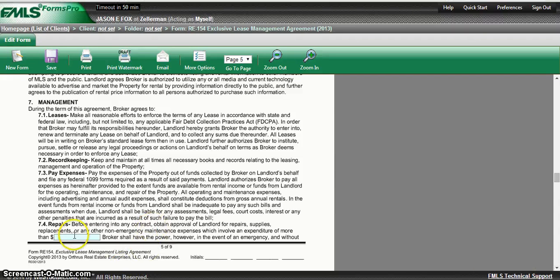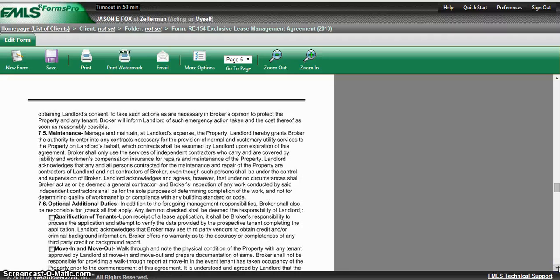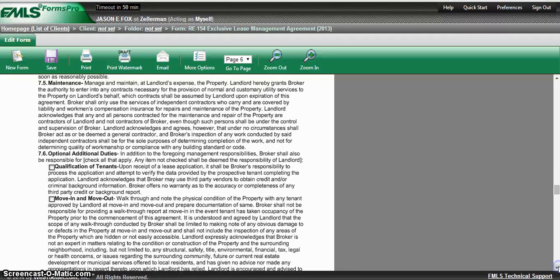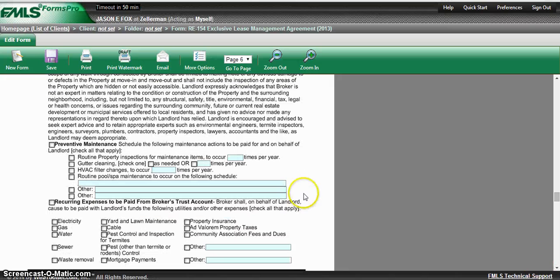Before entering a contract, the landlord is going to give us a right, and let's say for anything under $250, we can go ahead and fix without their approval, and we'll send them a receipt. If it is above $250, we'll call to get their approval. They may want to get further bids. Optional and additional duties, qualifications of tenants, move ins, move outs. If we're managing it, we would do all of that.